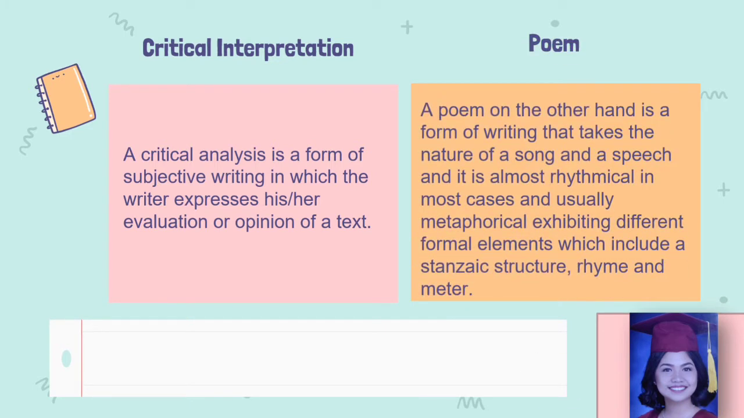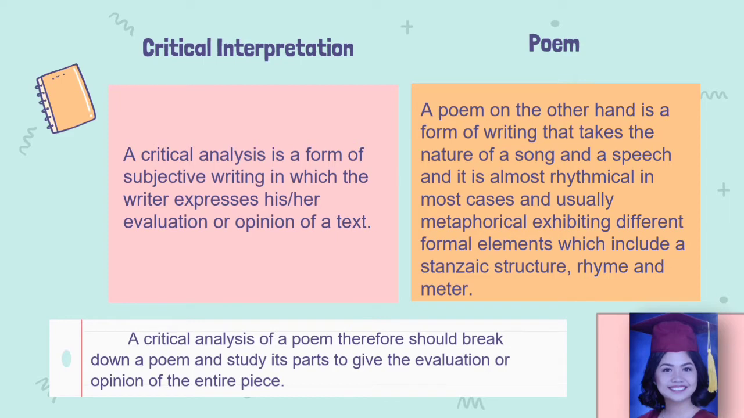A poem, on the other hand, is a form of writing that takes the nature of a song and a speech, and it is almost rhythmical, in most cases, and usually metaphorical, exhibiting different formal elements which include stanzaic structure, rhyme, and meter. A critical analysis of a poem therefore should break down a poem and study its parts to give the evaluation or opinion of the entire piece.